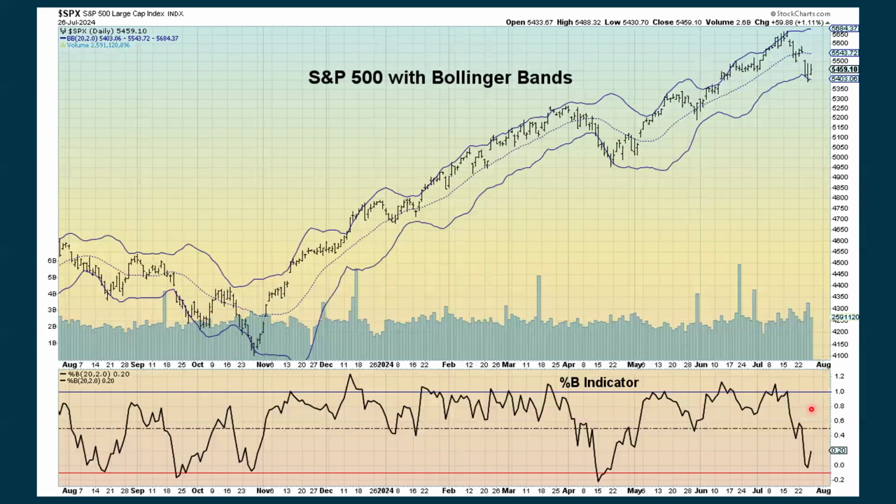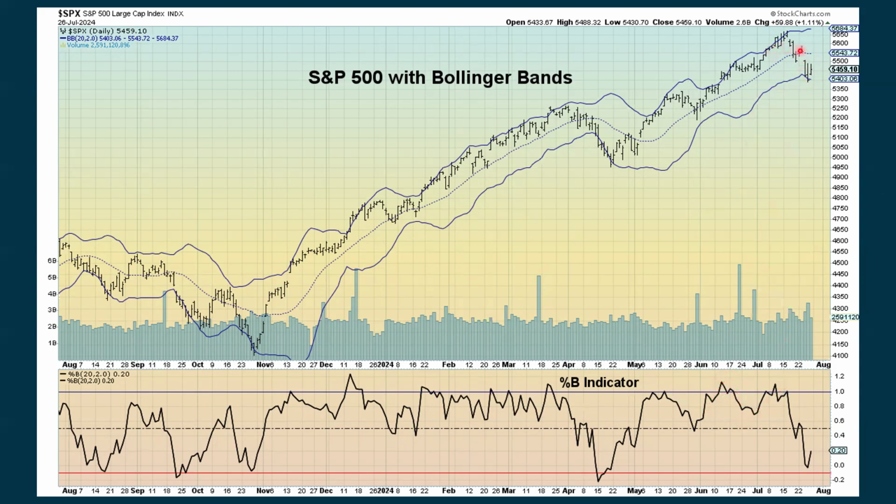The percent B indicator, and there are a lot of different ways to implement Bollinger Bands. One way that I do is using the percent B indicator. This measures when we close above or below the upper or lower Bollinger Band. And we did a little while as we were really screaming to the upside. We did back in June and then again in July.